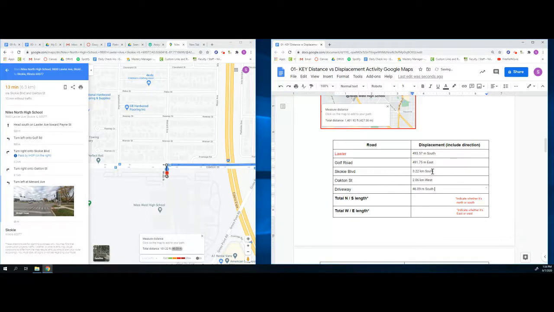Okay, I think I'm going to convert this right here to meters. So that means I would have to move the decimal point 3 spots to the right. What did I just do? Okay.